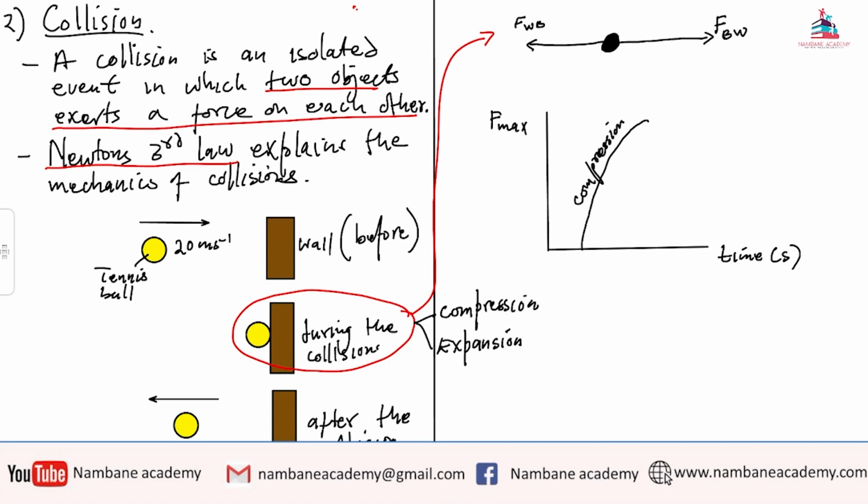What is going to happen to that F maximum? Ladies and gentlemen, that F maximum will now decrease. And this part of decrease is the section that we call expansion. So please understand, when the object is hitting the wall, we have that compression. The compression, ladies and gentlemen, takes us to the F maximum that the object will be able to experience.